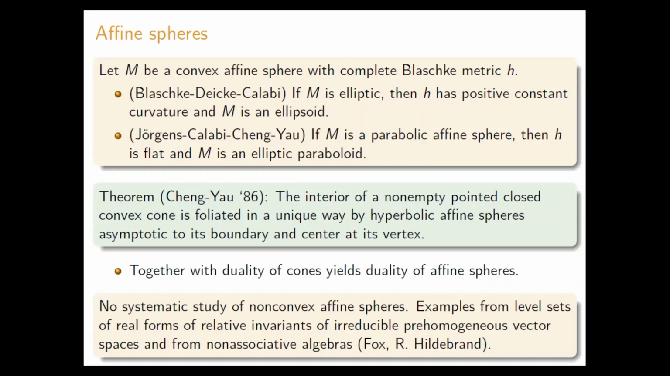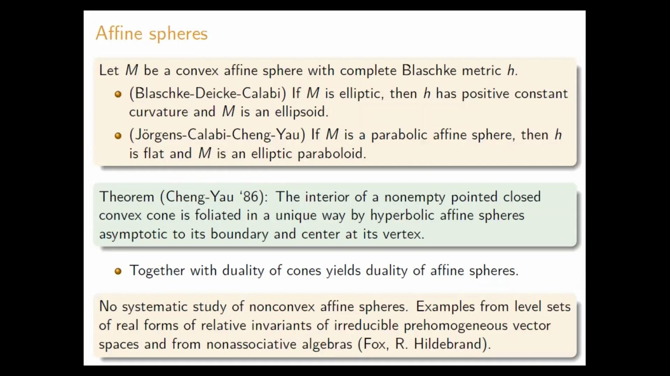What this theorem says, this is a theorem of Cheng and Yau, is that if you take any pointed convex cone, so think of any convex domain whatsoever and the cone over it, then its interior is foliated by hyperbolic affine spheres that are asymptotic to the cone and whose center is at the vertex of the cone. And this is proved by solving some Monge-Ampère equation. It's sort of a real version of the Kähler-Einstein problem in negative scalar curvature. It's essentially the same at a technical level. And this shows that there are a lot of affine spheres.